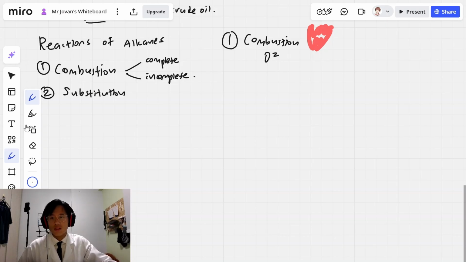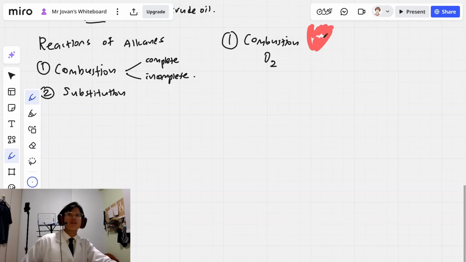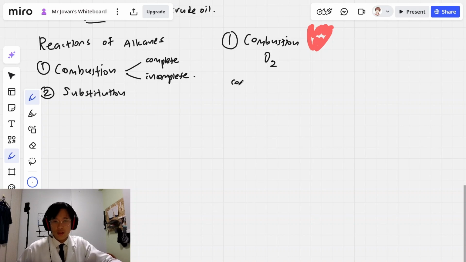Just remember that combustion always involves oxygen. When you want to burn a fire, you need oxygen. So we have complete and incomplete combustion. Let's start with the complete combustion.